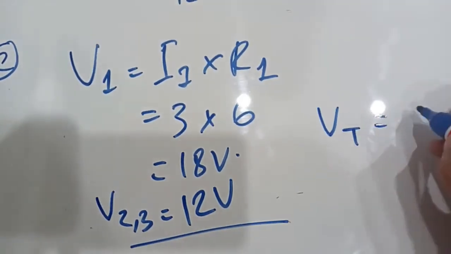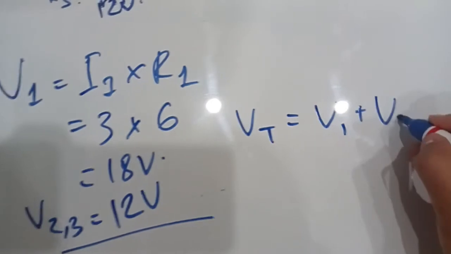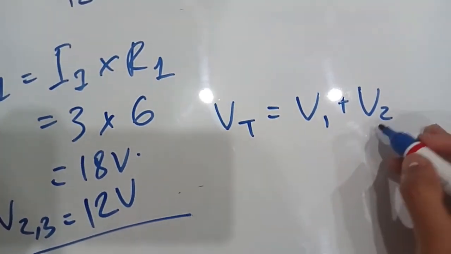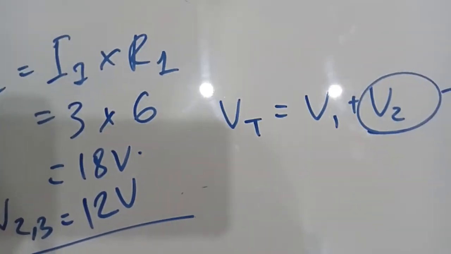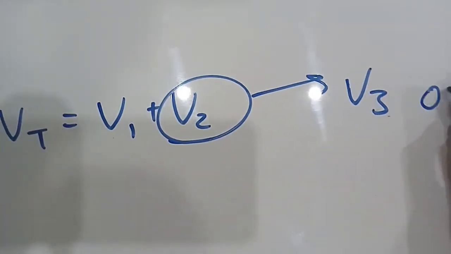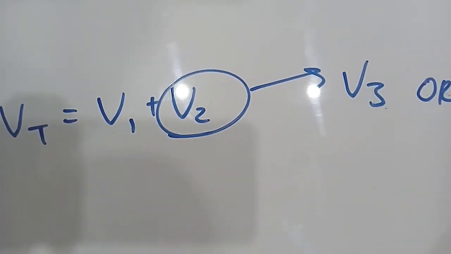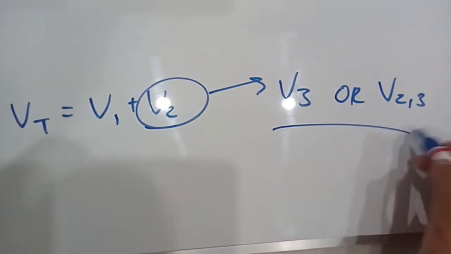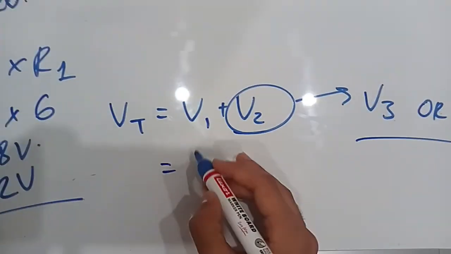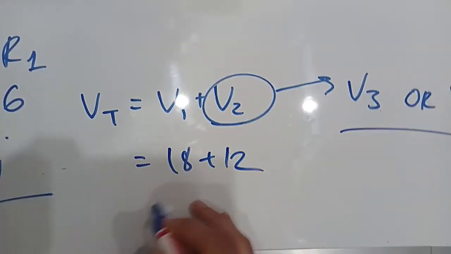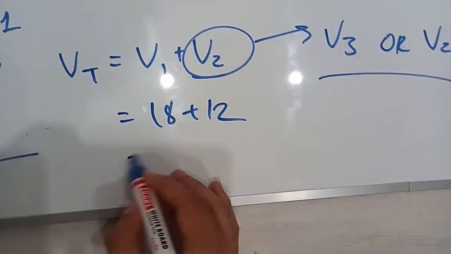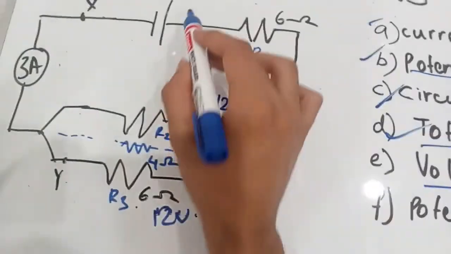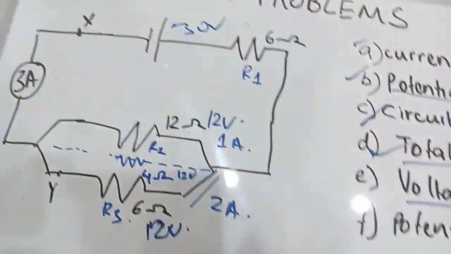So total voltage is voltage 1 plus voltage 2. Or instead of this, you can say voltage 3, or you can say voltage 2 and 3 combined. It doesn't really matter because you're going to get the same answer anyway. So 18 plus 12, you're going to get 30 volts. So voltage of the power source is 30 volts. So you have a 30 volt battery over here.